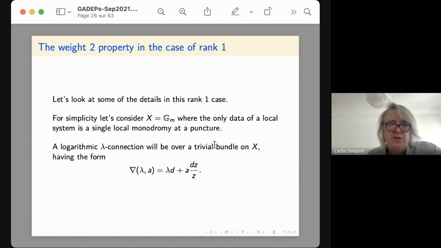C star. Okay. And now, what's a logarithmic connection? So if you think about it, a vector bundle on G_m is always trivial. So if you have a vector bundle with logarithmic connection, then its restriction to X is going to be a trivial bundle. And if you want the connection to extend as a logarithmic connection on the compactification, which we'll be asking for, it really means that you can write the connection in the following form. It's going to be, so if we want a lambda connection, it's going to be lambda times just d on the trivial bundle, plus some a times the dz over z, okay? So that's just logarithmic connections on the trivial bundle on our X here that we're looking at.